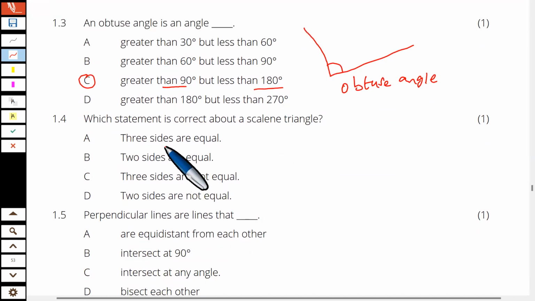Which statement is correct about a scalene triangle? 3 sides are equal, 2 sides are equal, 3 sides are not equal, 2 sides are not equal. Your thoughts, please, on a scalene triangle. What is a scalene triangle? Which option is correct about a scalene triangle, please? What kind of a triangle is scalene?